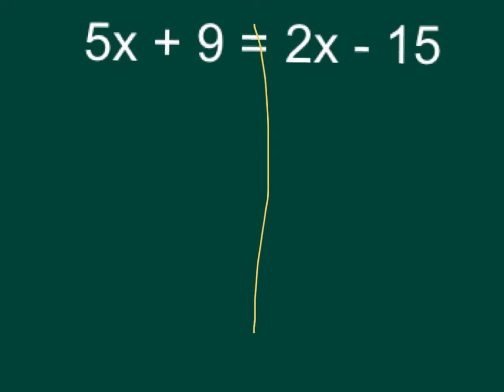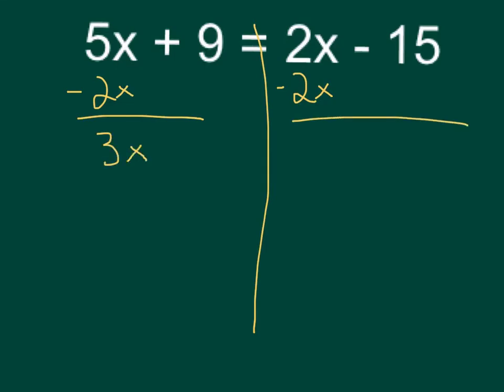So we have a 5x and a 2x. I'm going to move the 2x. It's a positive 2x, so I'm going to subtract 2x from both sides of that river. Well, 5x minus 2x is 3x. I'm going to bring down the plus 9, bring down my equal sign, 2x minus 2x goes away, and I'm going to bring down the negative 15.